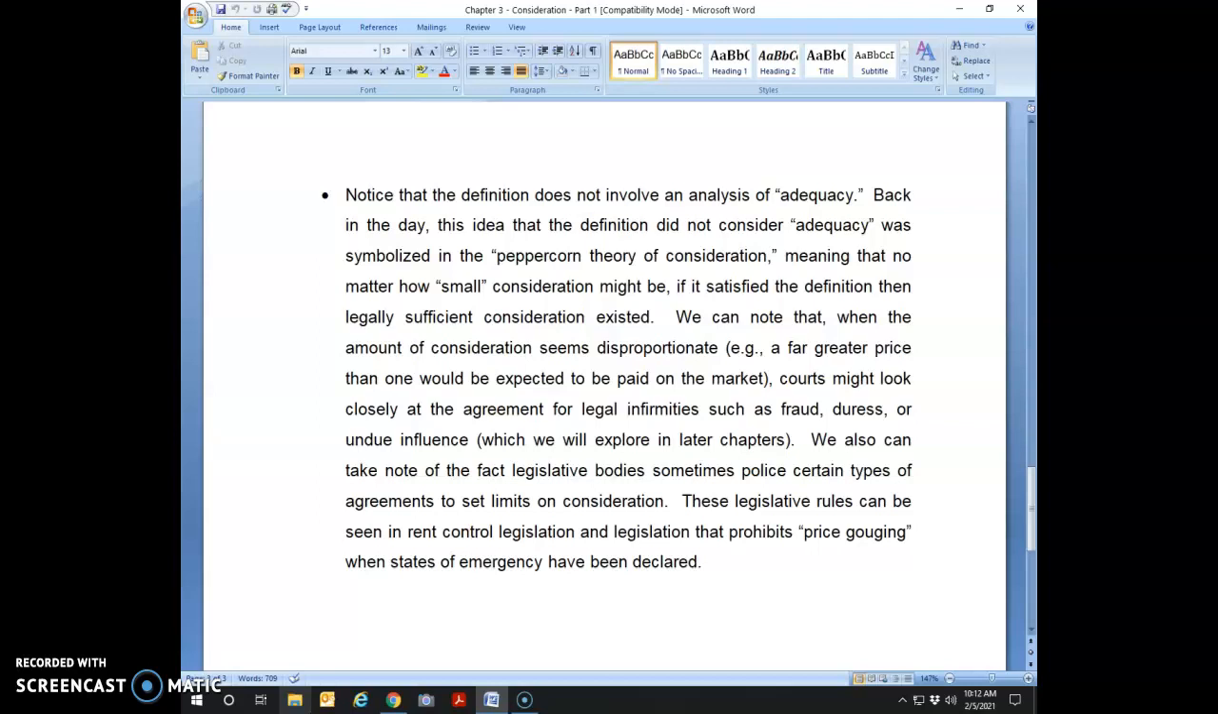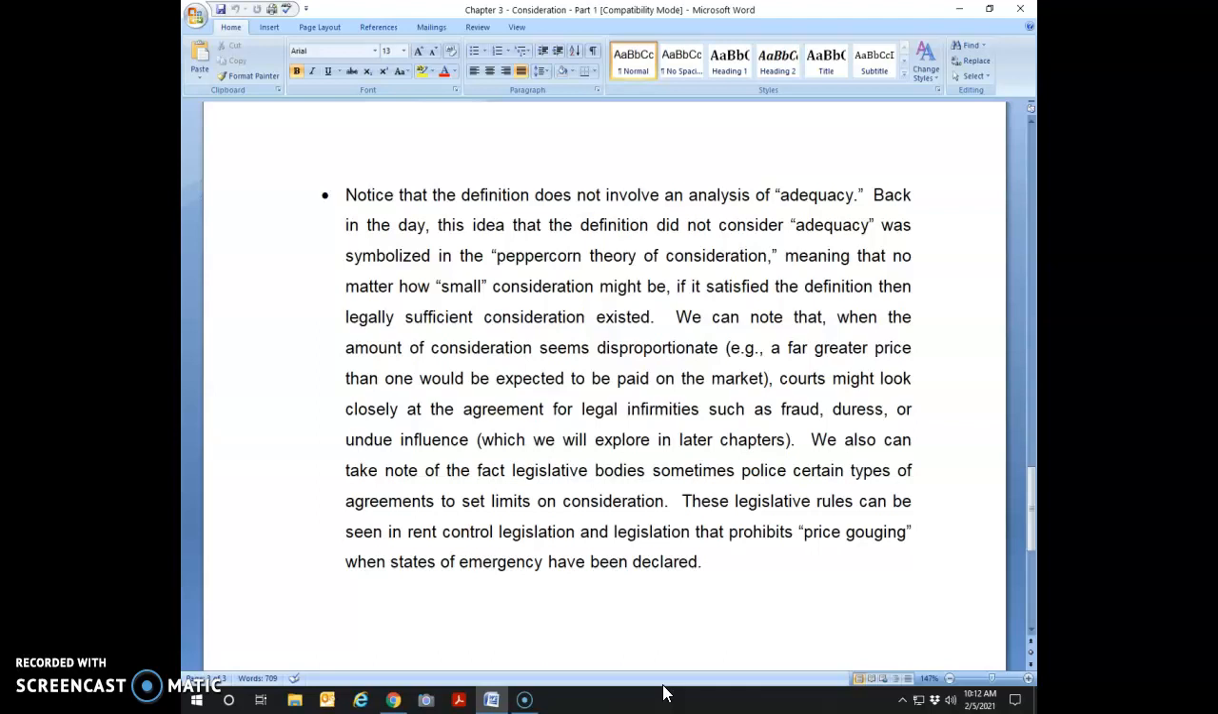And when we look at consideration, typically courts do not address the question of whether the consideration was adequate, meaning that there was enough money given or there was enough goods exchanged, etc. And when I learned this stuff, the old-fashioned term was the peppercorn theory of consideration. Adequacy is not an issue. What's at issue is, and that's our definition, is there legally sufficient consideration?